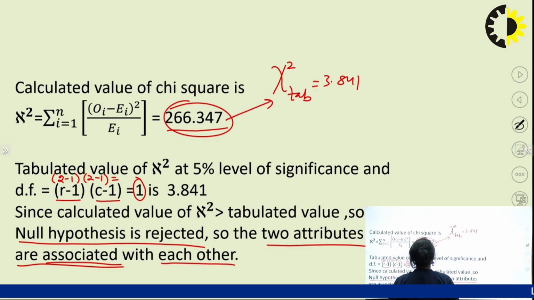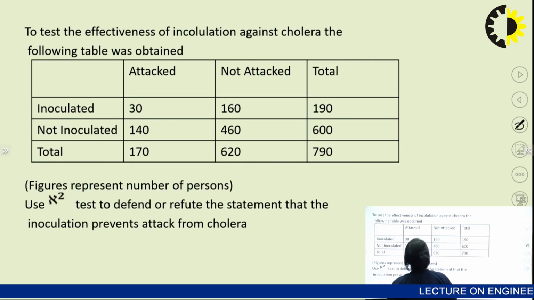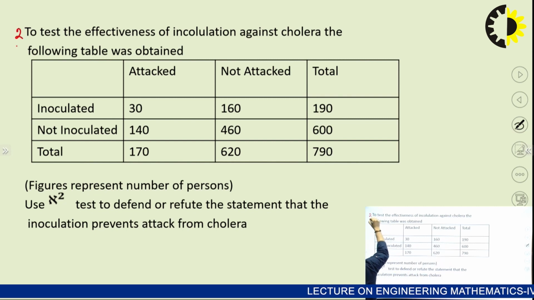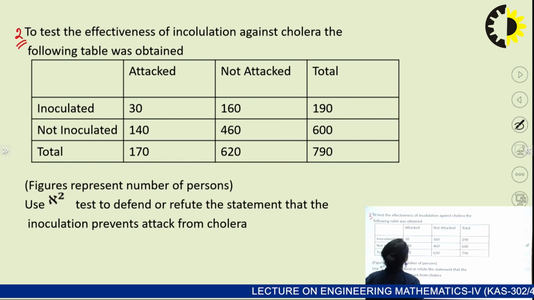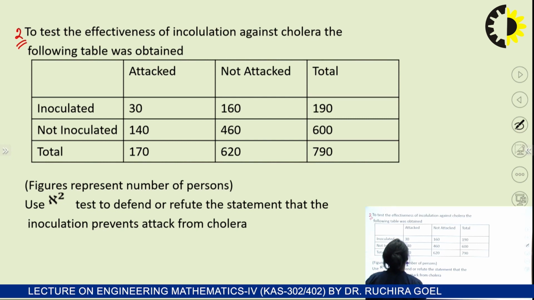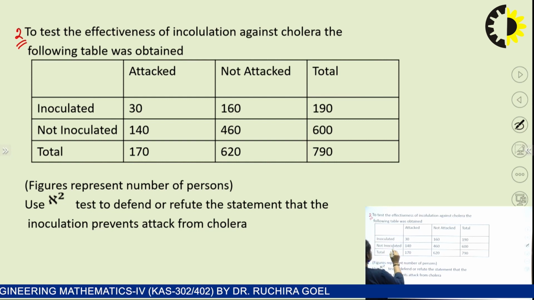So let us consider one more example. So to test the effectiveness, this is example number 2. To test the effectiveness of inoculation against cholera, the following table was obtained. Now we are given a table in which the number of inoculated patients who were attacked by cholera was 30.